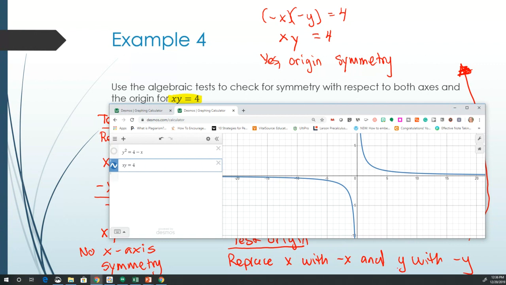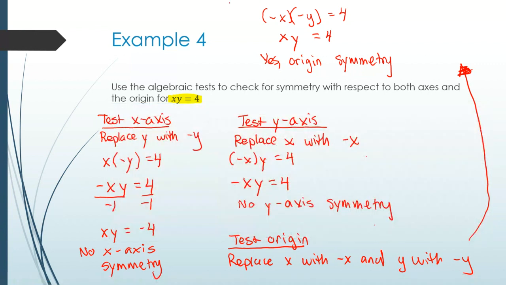Okay. For the assignment, there's actually an example in the book that is very similar. So I would definitely check out the example in section 1.1 about symmetry because it's going to be very similar to what you see on the assignment.